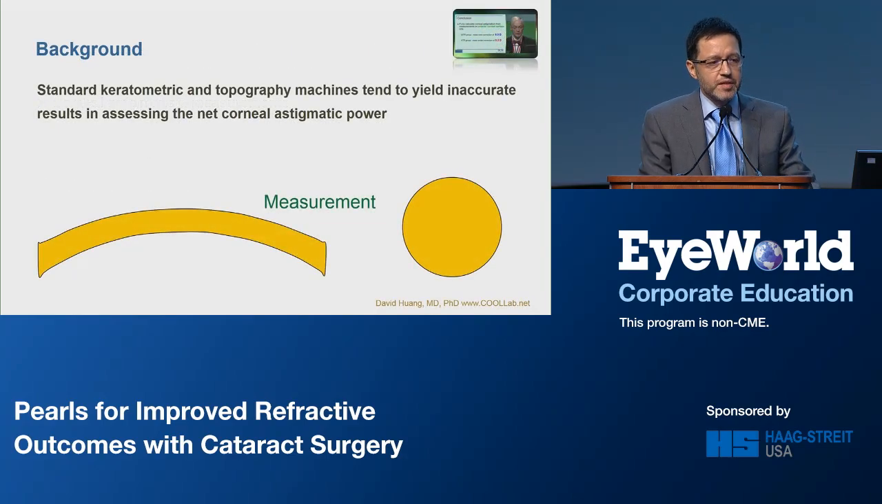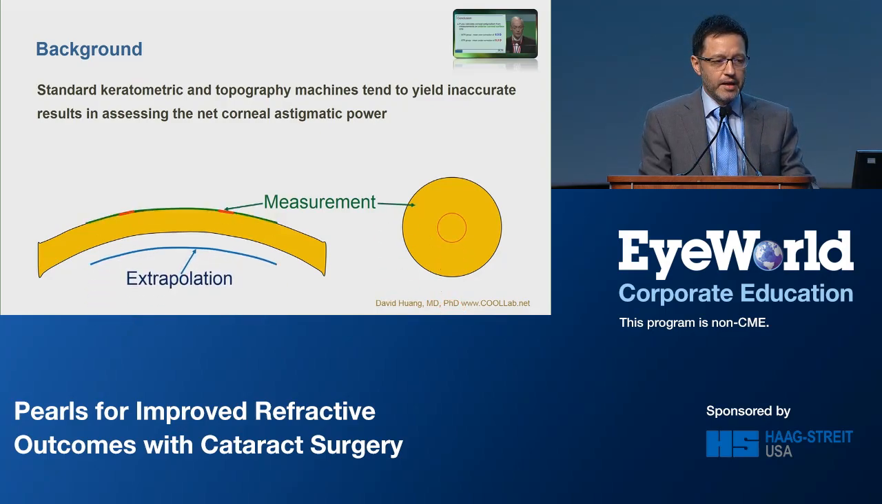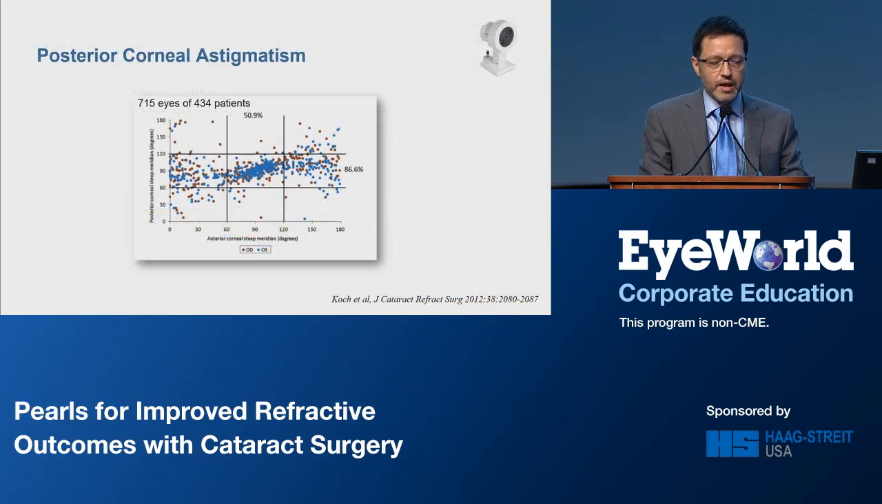So it's been 6 years now since Dr. Koch reminded us of the role of the posterior cornea in toric IOL calculations, and that standard keratometry and topography machines tend to yield inaccurate results in assessing the net corneal astigmatic power. What they do is measure the anterior cornea and extrapolate the posterior cornea by using a fixed ratio, which is not correct.